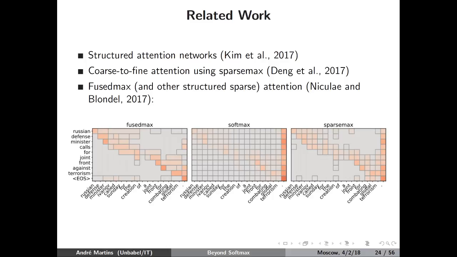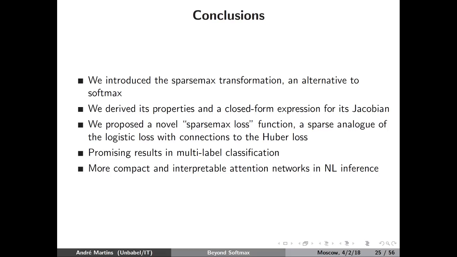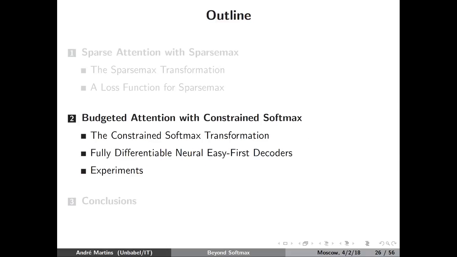Okay, so to conclude this first part, we have introduced this Sparsemax transformation. It's an alternative to Softmax. We derived its properties; there's a closed form expression for the Jacobian. We also proposed the loss function associated to Sparsemax, and we got some interesting results in multi-label classification. And for natural language inference, we get results that are similar to Softmax attention, but with this additional interpretability by looking at the words that get non-zero probability in the end. So, yeah, this is the end of the first part. Do you have any questions at this point before I go to the second?